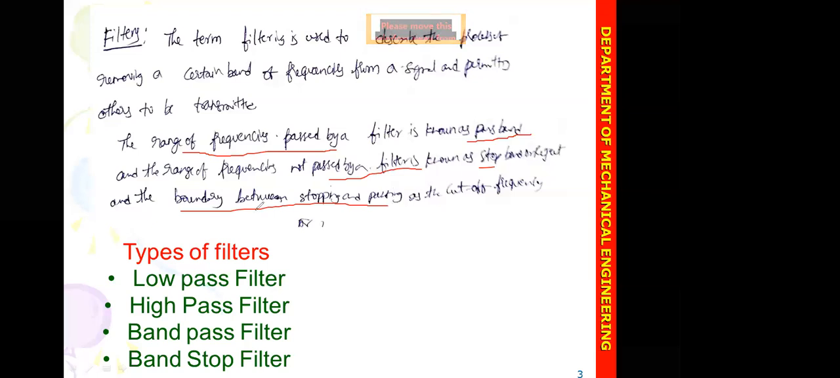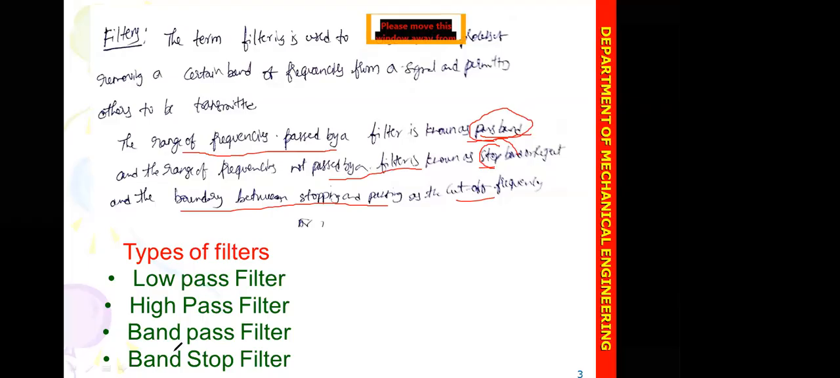Again I'm repeating, all of you listen carefully. The range of frequencies from a signal that is passed by a filter is known as pass band. The range of frequencies not passed by a filter is called stop band or reject. That means it eliminates, deletes or removes the unwanted frequencies from a signal, right? And the boundary between stopping and passing is called the cutoff frequency.